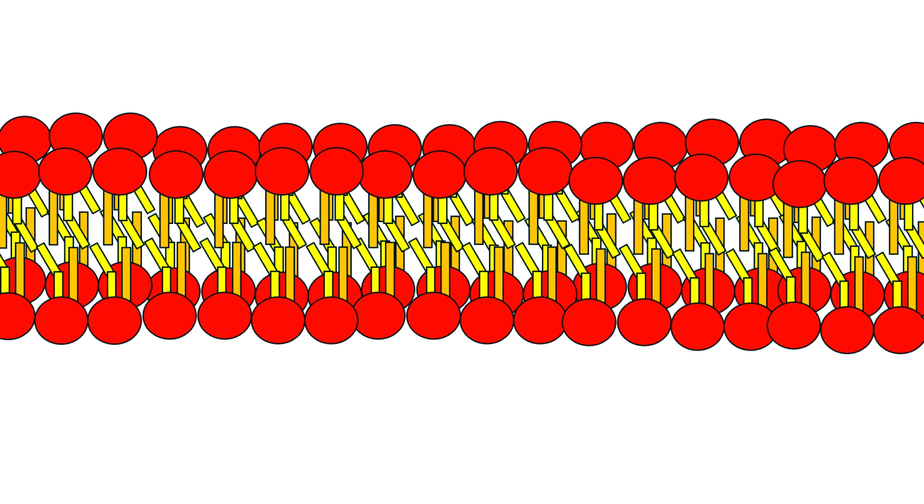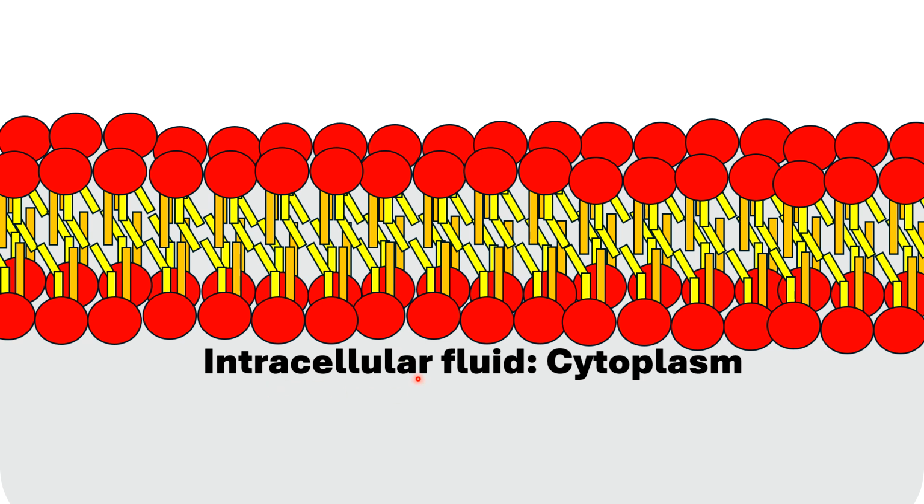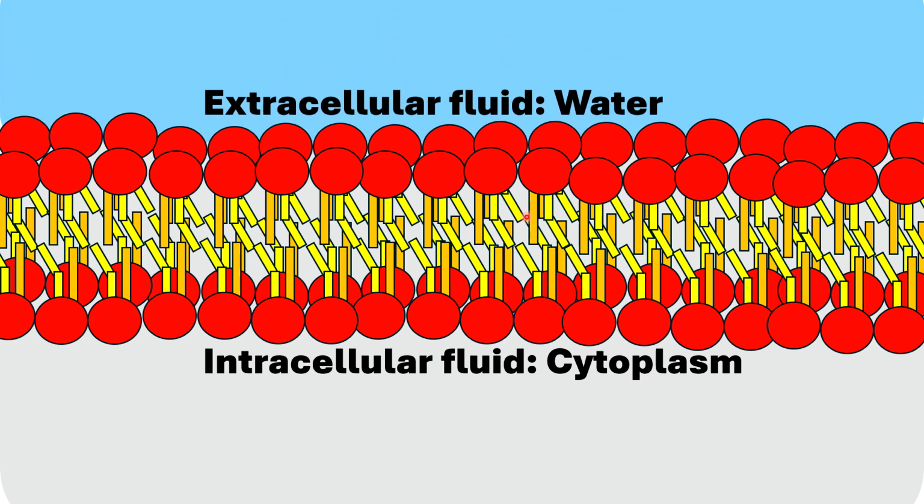If we look at a cell membrane, we're going to see that there's going to be an intracellular fluid, which is the cytoplasm. Okay, so this side at the bottom is the cytoplasm. Okay, and if our cell is in aqueous solution or water, the extracellular fluid is going to be here.